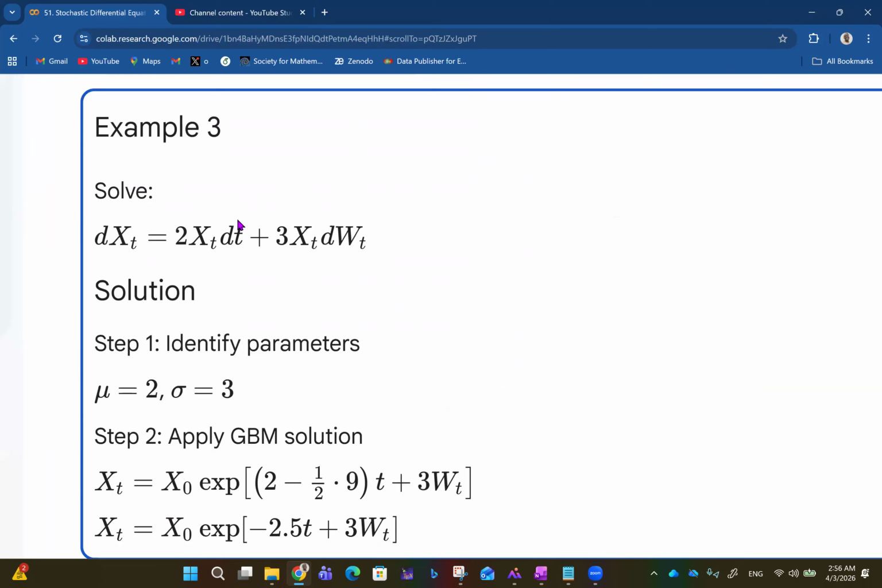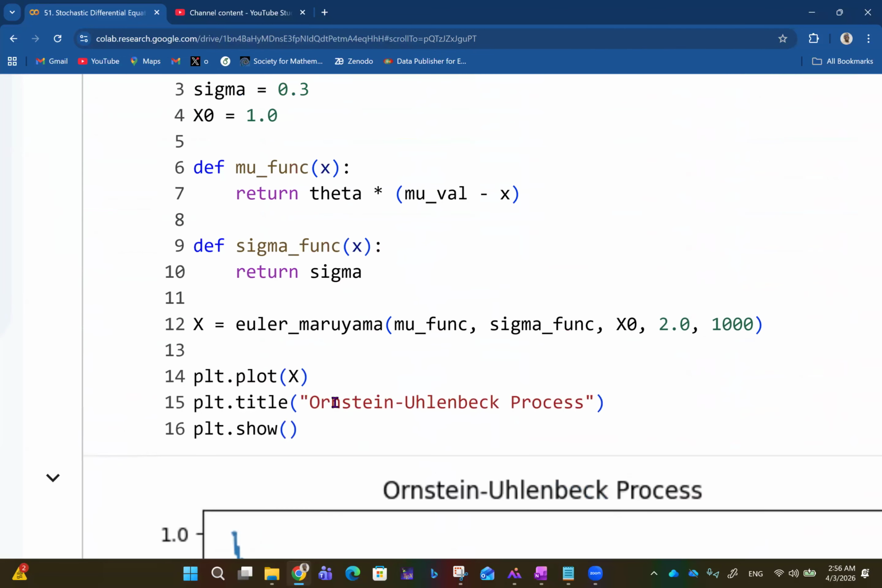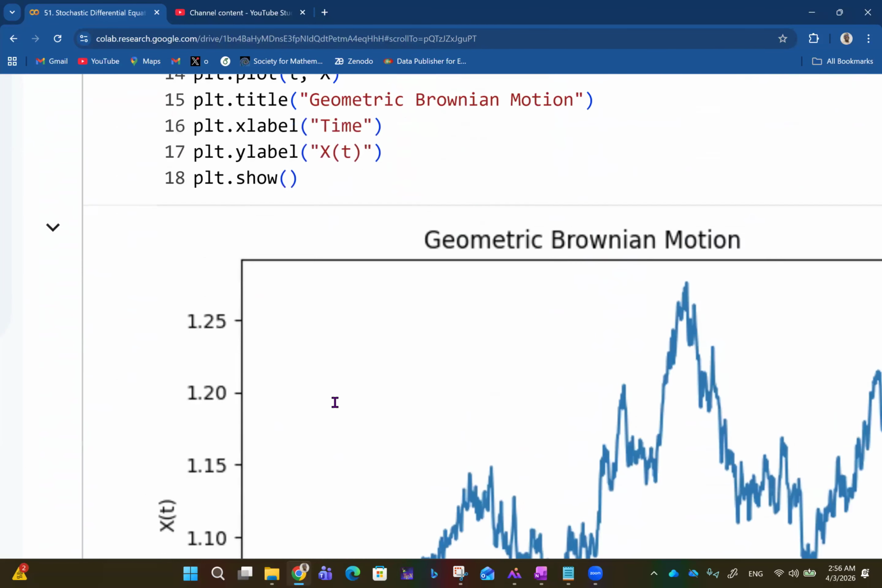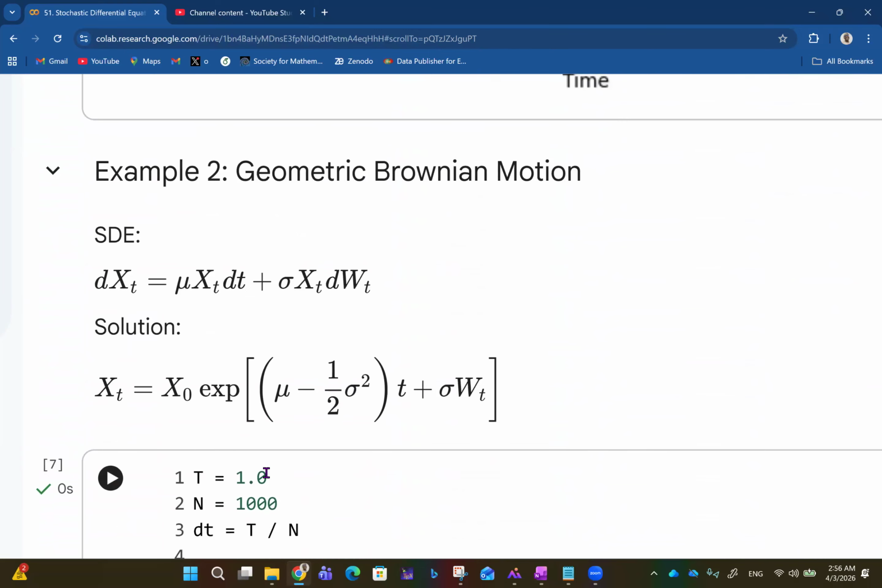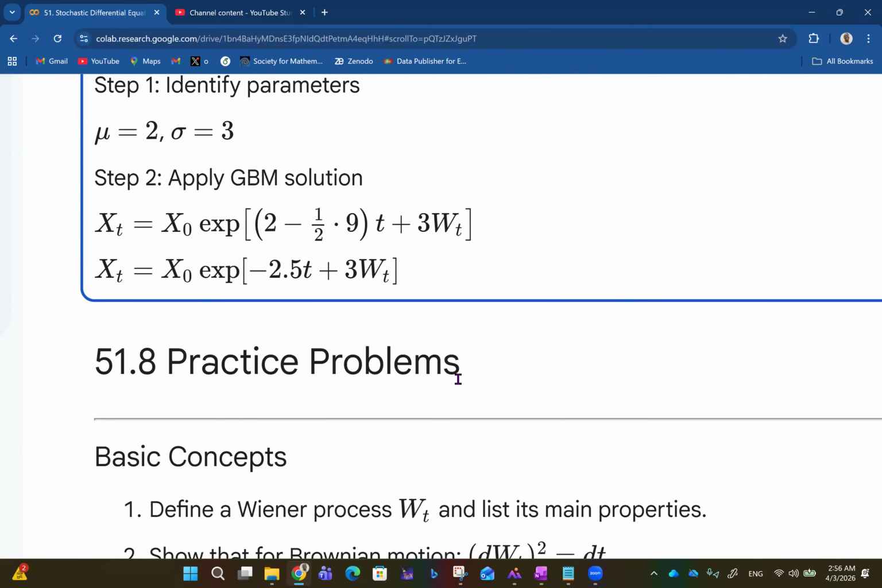So imagine example 3, dX of t equals 2 X of t dt plus 3 X of t dW of t. So step 1, you need to identify the parameters. First of all, mu is 2 and sigma is 3. Then if you apply the GBM solution, which is this X of t that we saw before, okay, this is the GBM solution. You have your X naught, so you just apply the solution.